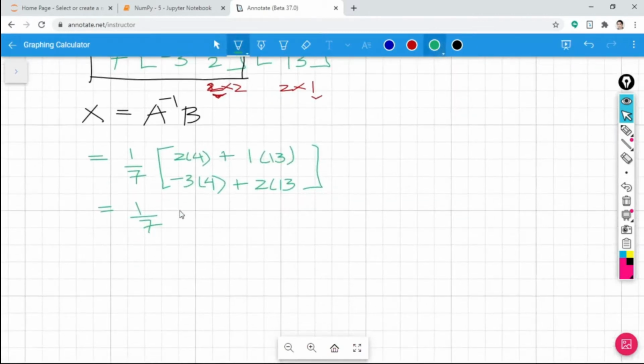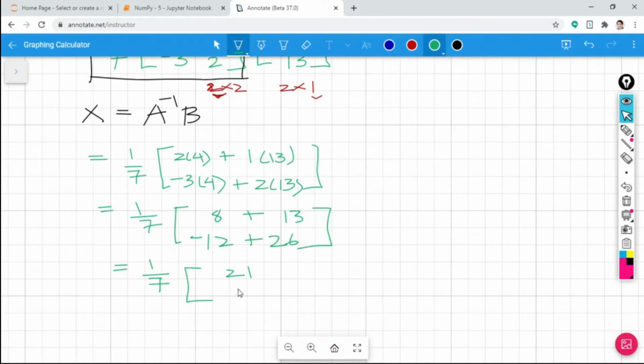So what will be the result of this one? So this one is 8 plus 13. So this one is negative 12 plus, I think this one is 26. Okay, so equals 1 over 7. So 8 plus 13 is 21. So negative 12 plus 26 is 14.